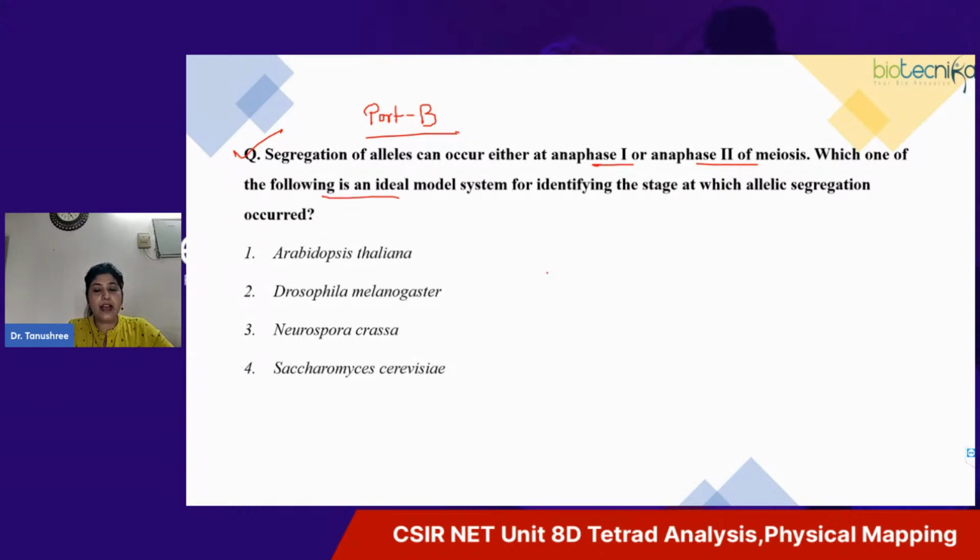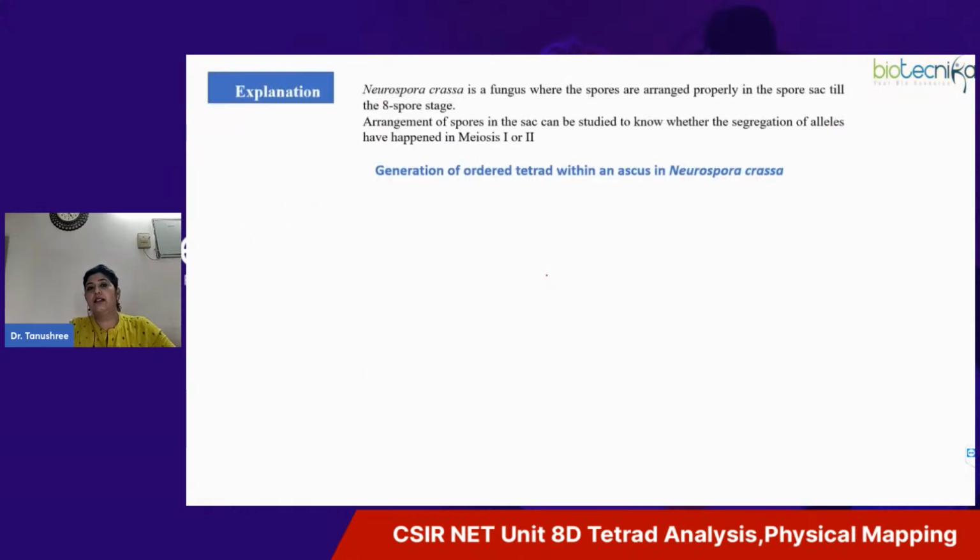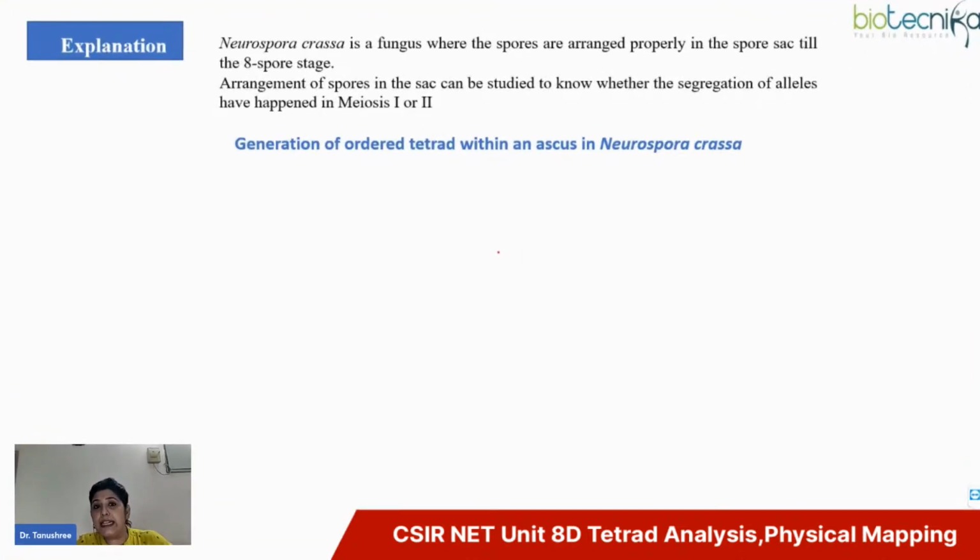So most of you have answered 3 and you are absolutely right. When we talk about tetrad analysis, I'm sure you know that Neurospora is a very popular model organism that we use to study tetrads. Neurospora is a genus of ascomycete fungi, where spores are arranged properly in the spore sac till the 8 spore stage.